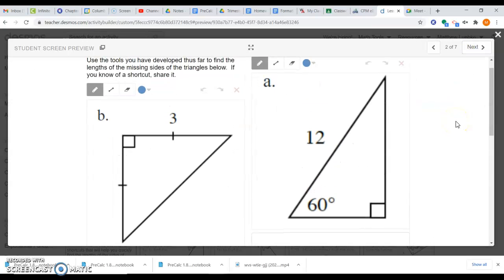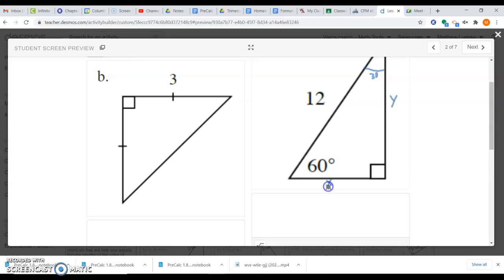Here we have A as an example of our 30, 60, 90, because this is 30, this is 60, this is 90. All right, and so if I call this side Y, and I call this side down here X, I can start solving. The big thing to remember here is across from your 30 is your short leg. Across from your 60 is your long leg. And across from your 90 is your hypotenuse. So X is short leg, Y is long leg, 12 is the hypotenuse.